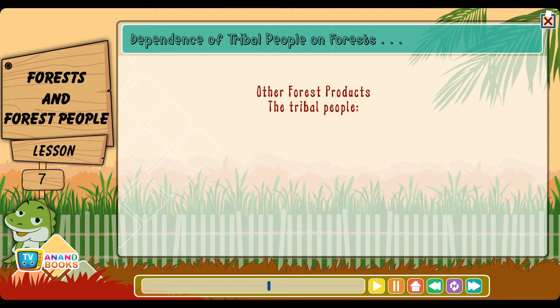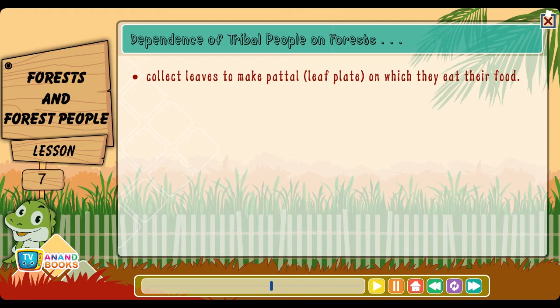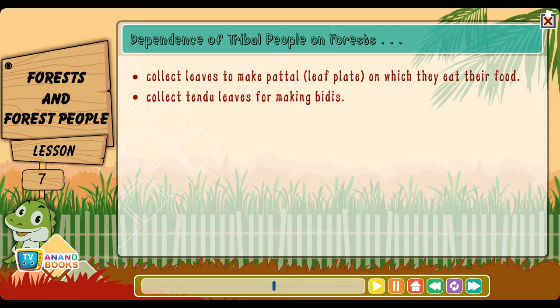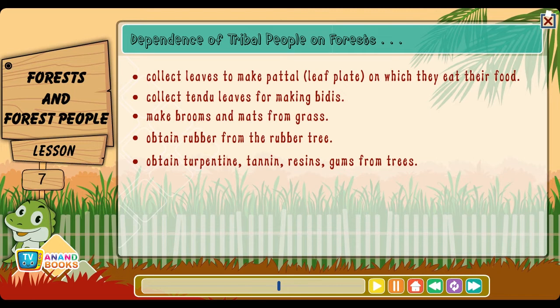Other forest products. The tribal people collect leaves to make pattal, leaf plate on which they eat their food. Collect tendu leaves for making bidis. Make brooms and mats from grass. Obtain rubber from the rubber tree. Obtain turpentine, tannin, resins, gums from trees.